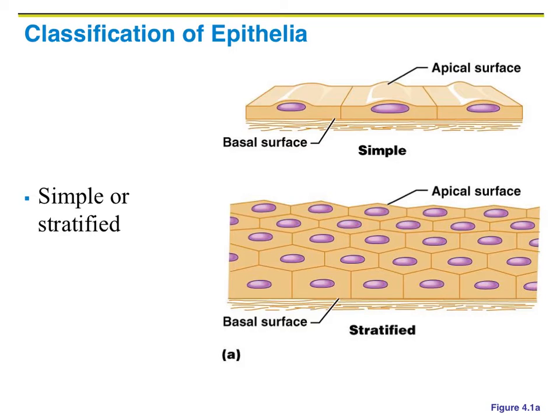We classify epithelia based on the shape of the cells, as well as how many layers are contained within the sheet. If there's only one layer, it's referred to as simple. If there are multiple layers, it is known as stratified.